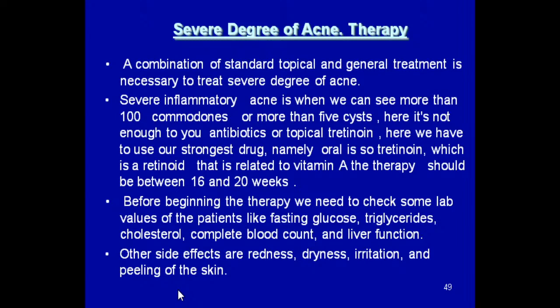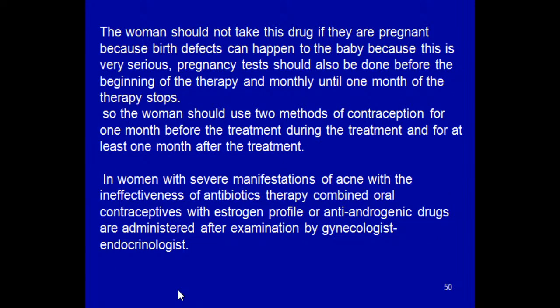Other side effects are redness, dryness, irritation, and peeling of the skin. The woman should not take this drug if pregnant because birth defects can happen to the baby, and this is very serious. A pregnancy test should also be done before the beginning of the therapy, monthly, and until 1 month after therapy stops. So the woman should use two methods of contraception for 1 month before the treatment, during the treatment, and for at least 1 month after the treatment.